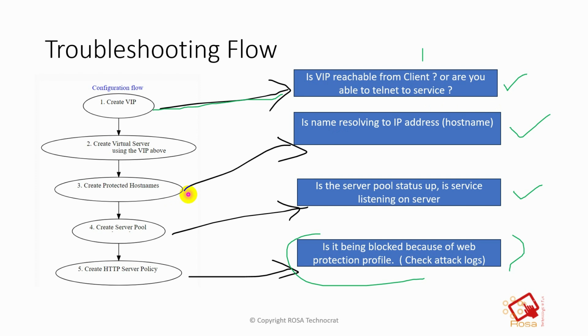Then, if you have created the protected host names, or if you are accessing the application using the host name, is your website name resolving to an IP address? In the same way, is your server pool status up, or is the service listening on the server? That is also a part of basic troubleshooting. Is it being blocked because of the web protection profile or because of any security policy? So these are basic checks on FortiWeb.